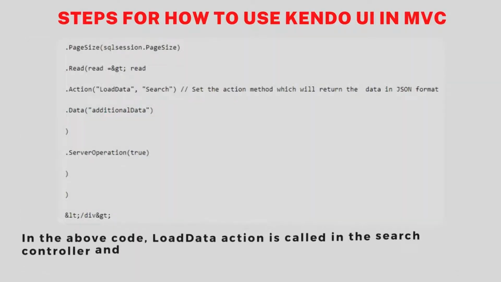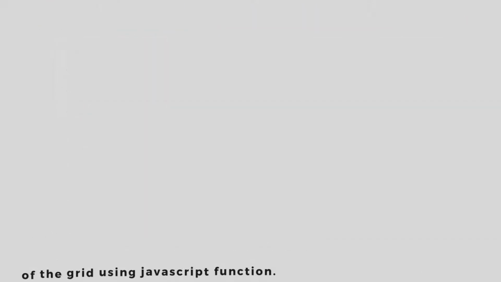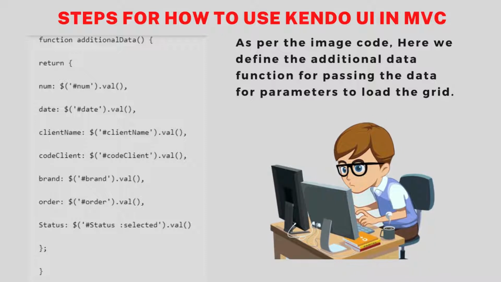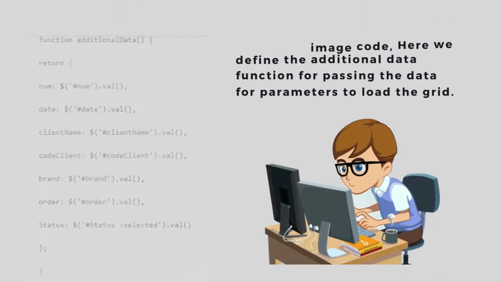In the code, load data action is called in the search controller and in which parameter is passed by the data property of the grid using JavaScript function. As per the code you see in the image, here we define the additional data function for passing the data for parameters to load the grid.